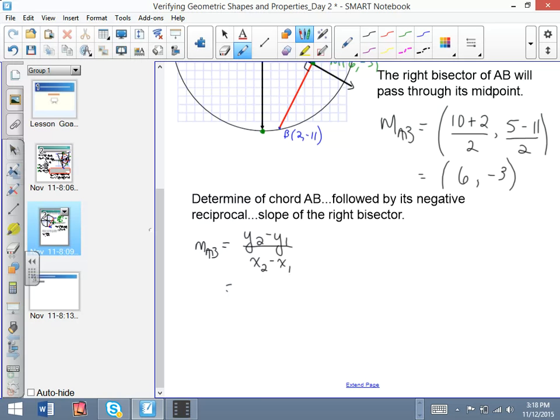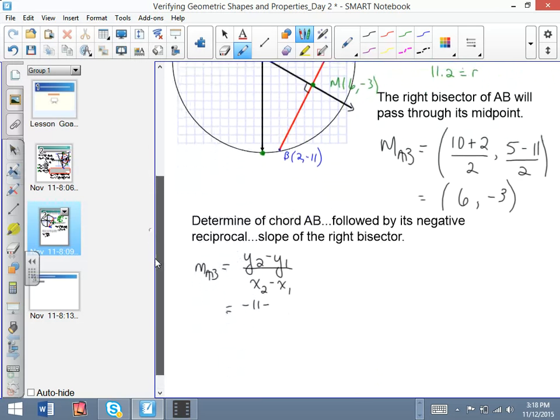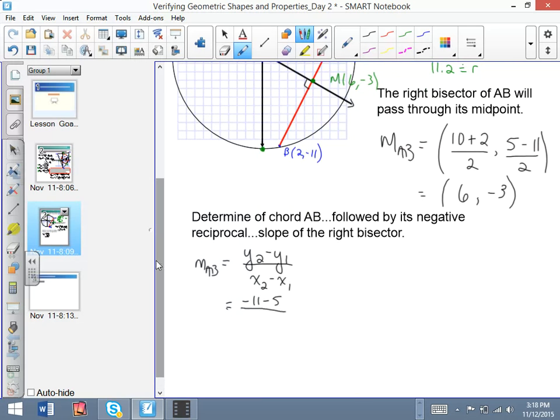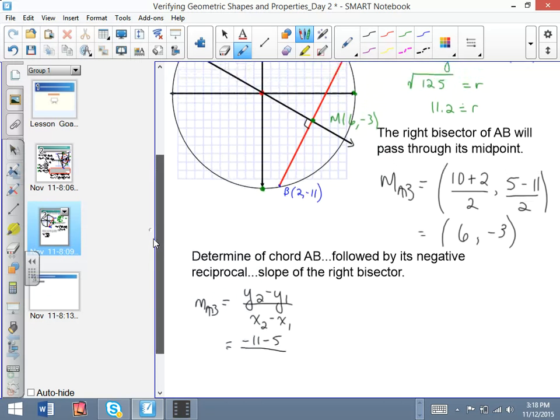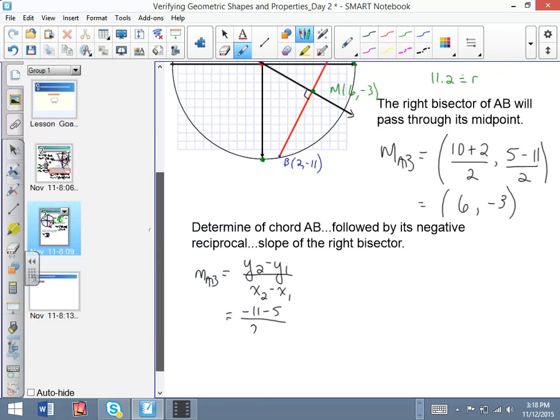So y2 in this case, if we go with point B as being x2, y2, so we'll take minus 11, and from that we're going to subtract a y value of 5. And then in terms of our denominator, we'll have 2 minus 10, which gives us minus 16 over minus 8, which gives us a slope value of chord AB as positive 2.